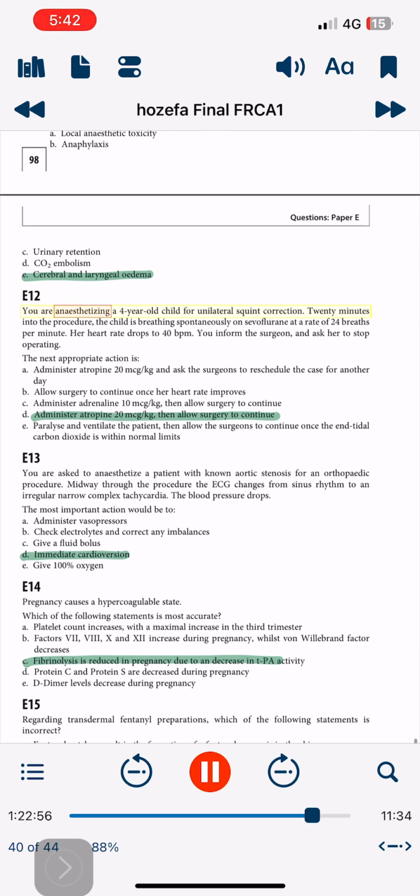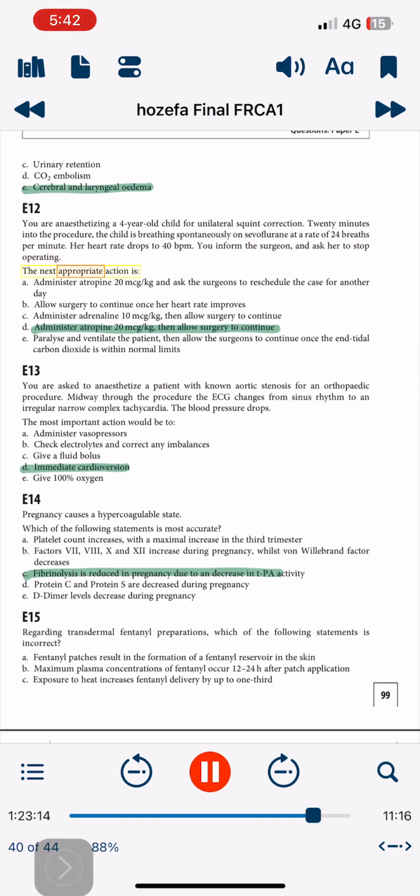E12. You are anesthetizing a 4-year-old child for unilateral squint correction. 20 minutes into the procedure, the child is breathing spontaneously on sevoflurane at a rate of 24 breaths per minute. Her heart rate drops to 40 bpm. You inform the surgeon and ask her to stop operating. The next appropriate action is A. Administer atropine.